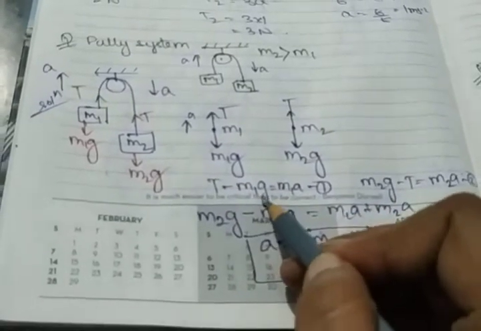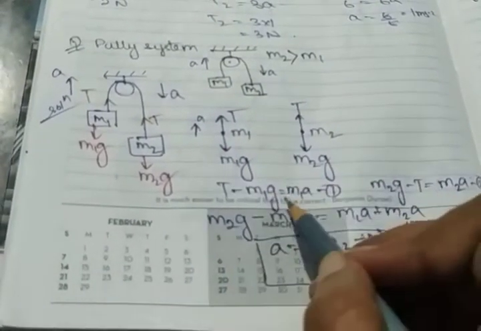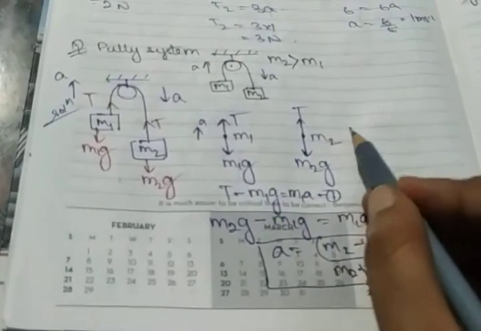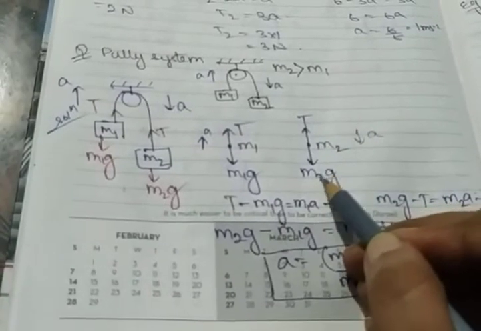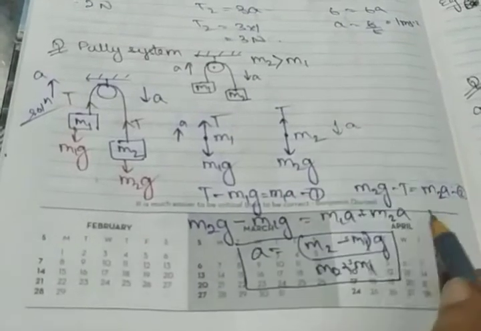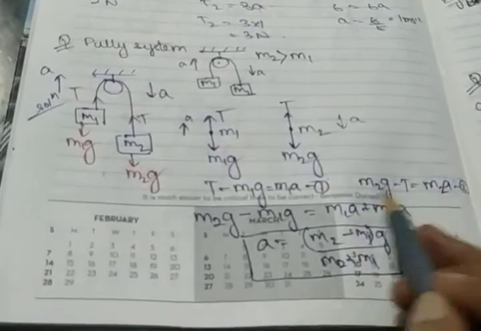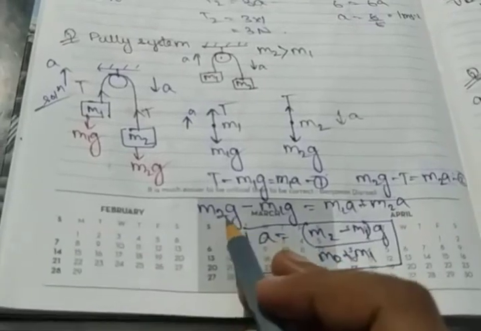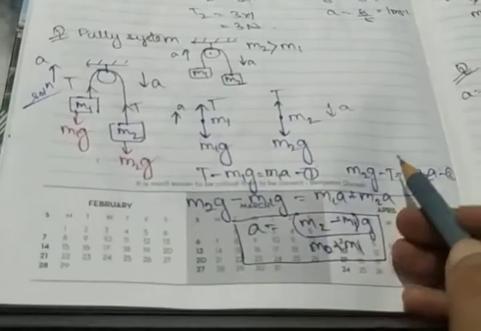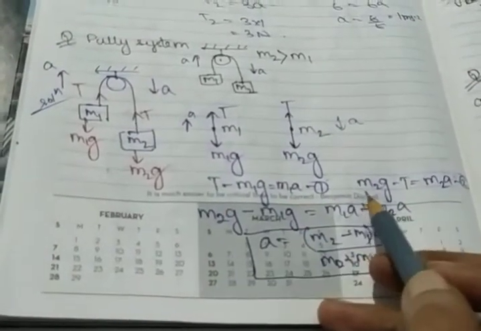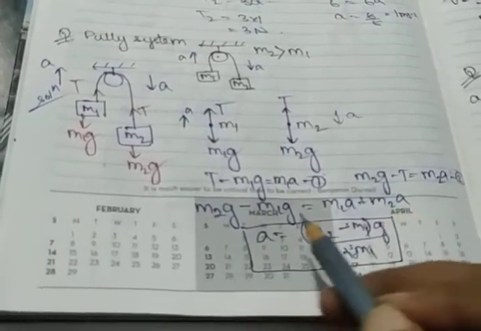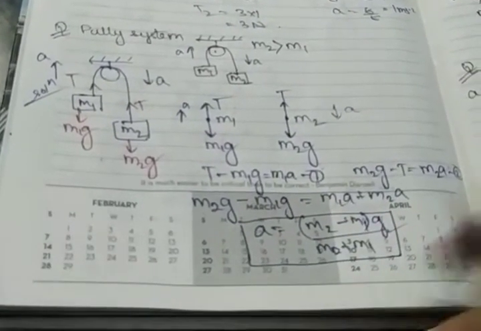T minus m1g will be equal to the net force, that is M1 into A. And for this, we know the body is accelerating like this, so this is positive and this is negative. So m2 into g minus T must be equal to M2 into A. We have two equations, two variables, so we can easily find it. First you add the equations, so T and T cancel out. Here we get m2g minus m1g, and here m1a plus m2a. Take out A common, put it here, so we get the value of acceleration.